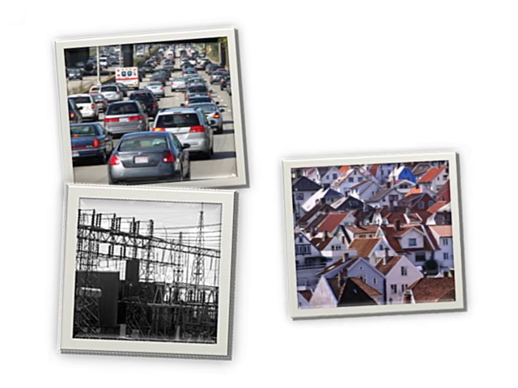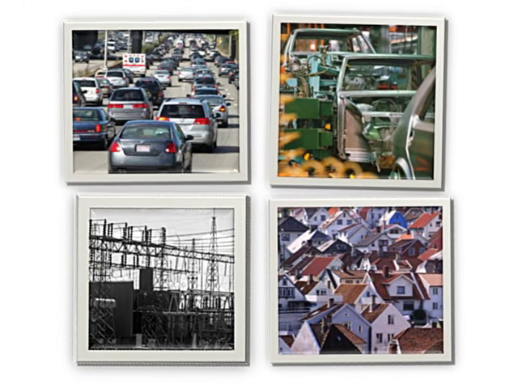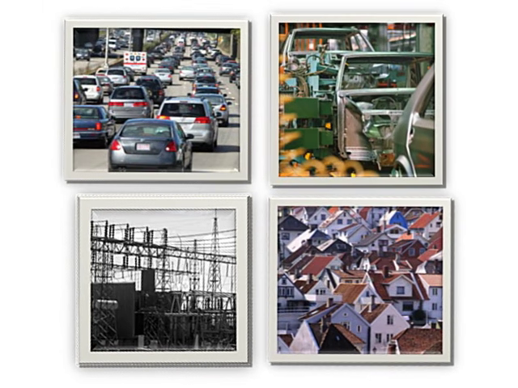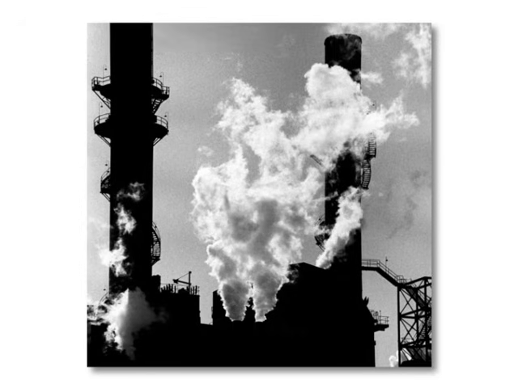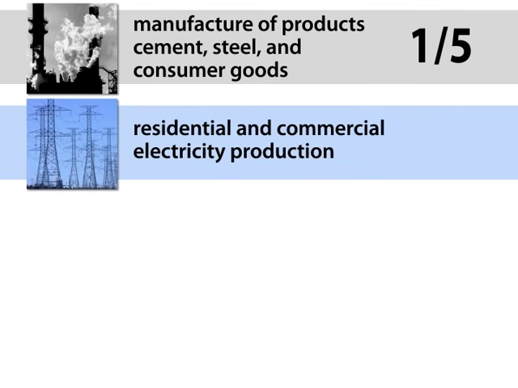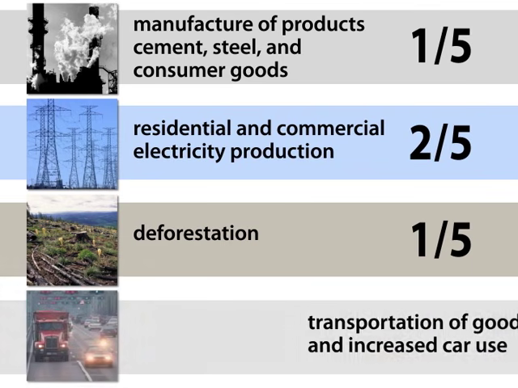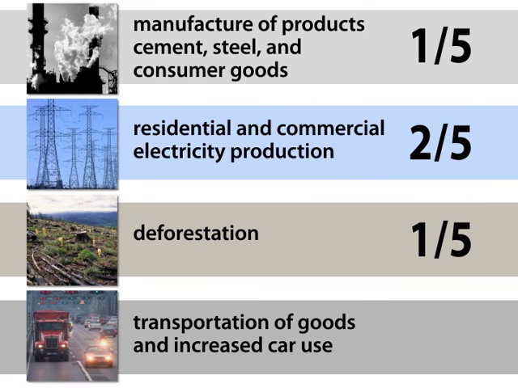We use fossil fuels to generate electricity, power our vehicles, heat our homes and offices, and power much of our industrial economy. But what amount of CO2 addition does each of these human activities account for in our atmosphere? Globally, heavy industry, for example, the manufacture of products like cement, steel, and consumer goods, accounts for nearly 1/5 of the CO2 addition. Residential and commercial electricity production accounts for roughly 2/5, and deforestation accounts for another 1/5, as lost forests no longer take up CO2 from the air. The transportation of goods between and across continents and increased automobile use account for most of the remainder.